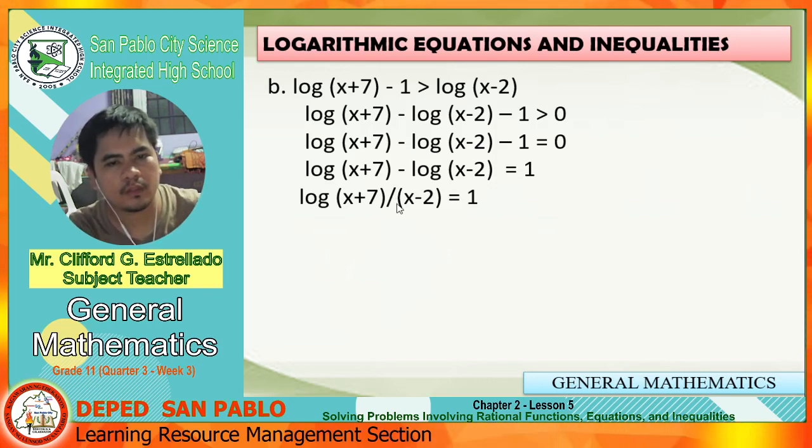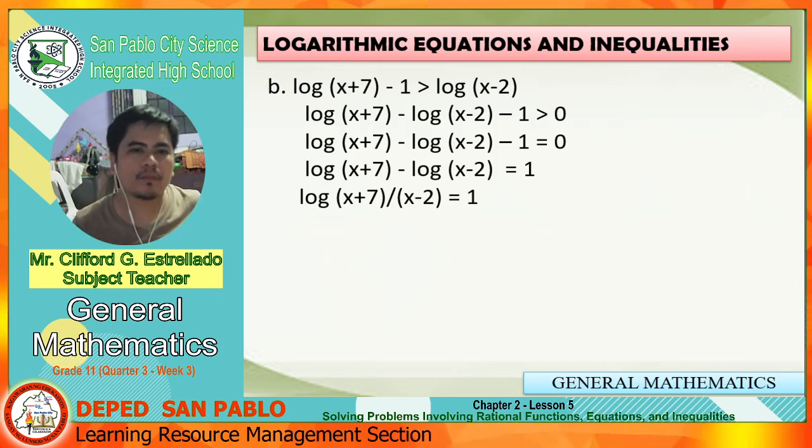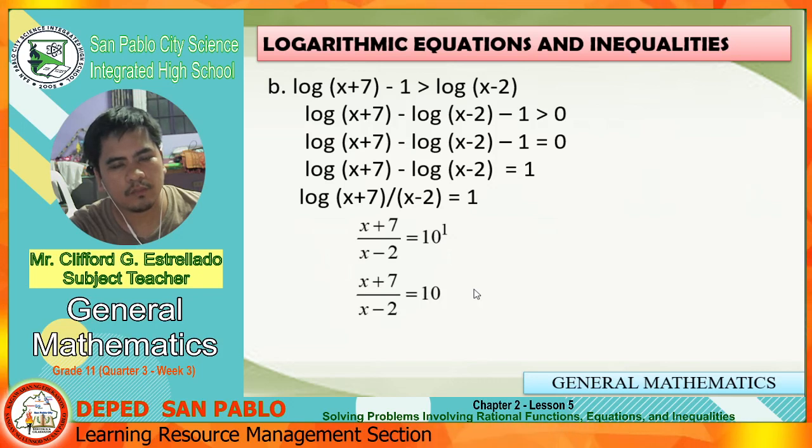Yan, magiging single logarithm na siya. So, logarithm of quantity x plus 7 divided by quantity of x minus 2 is equal to 1. Then, change into exponential form. So, x plus 7 over x minus 2 is equal to 10 raised to the first power. Applying cross multiplication natin dito. So, we have 10x minus 20 yon, equal to x plus 7.